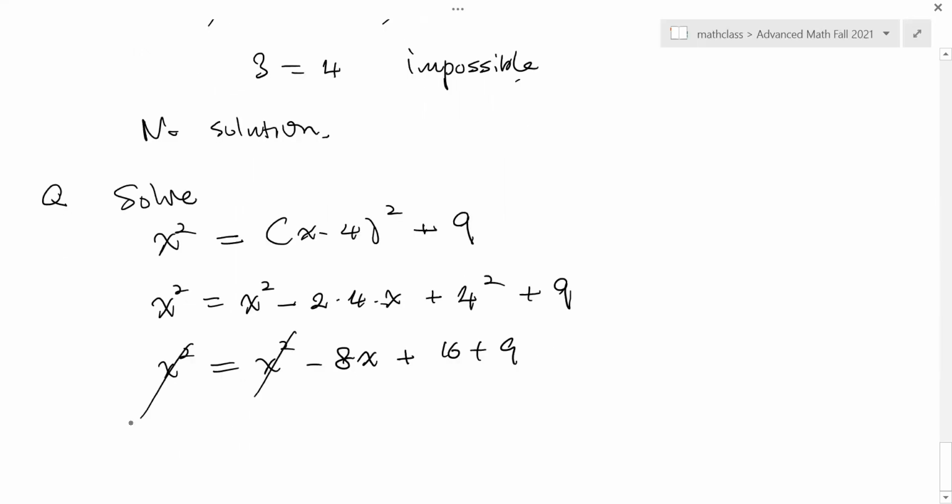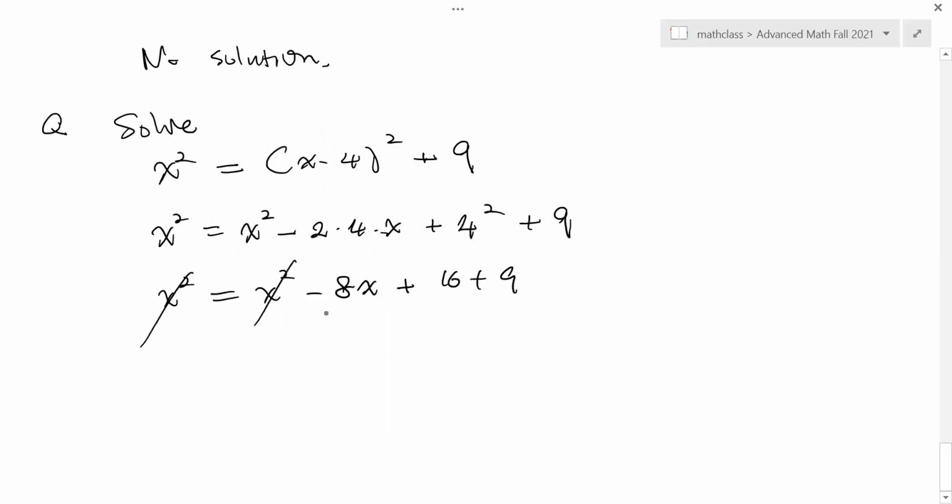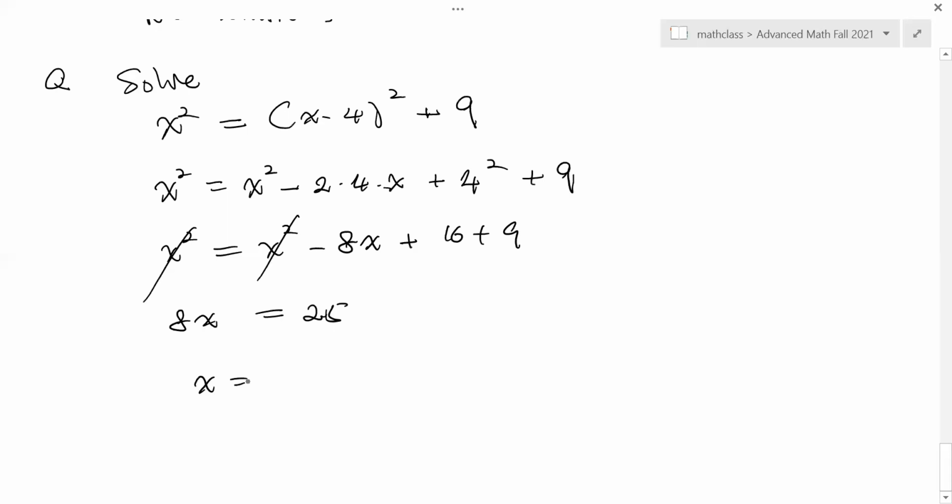And x squared will be gone. Okay, x squared will be gone. So negative 8x, if we move to the left-hand side, becomes positive 8x. Here, 16 plus 9 is going to be 25. So then you solve for x. You divide both sides by 8. Right, just step by step. Simplify the equation on both sides, then you move terms around, and in this case, x squared is canceled out.